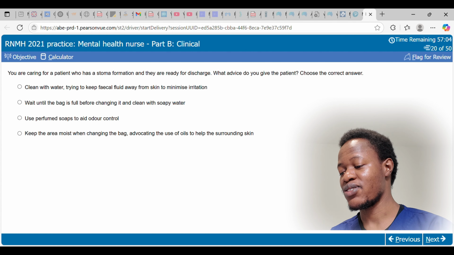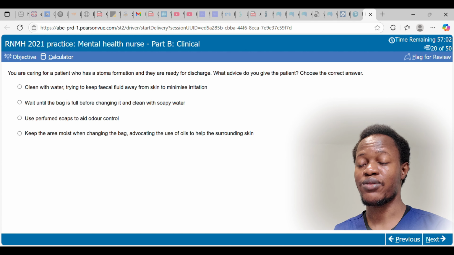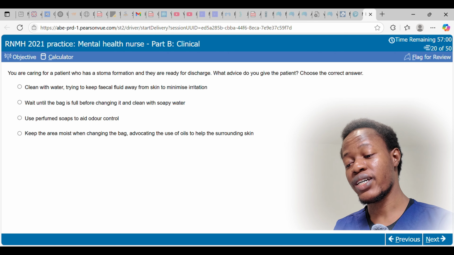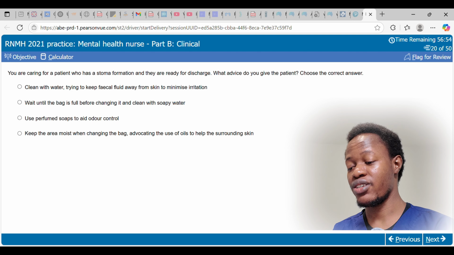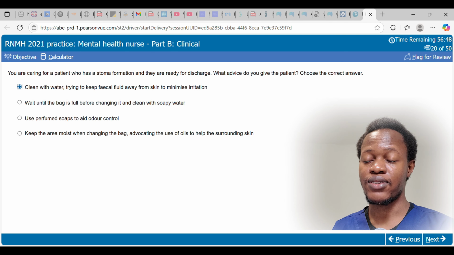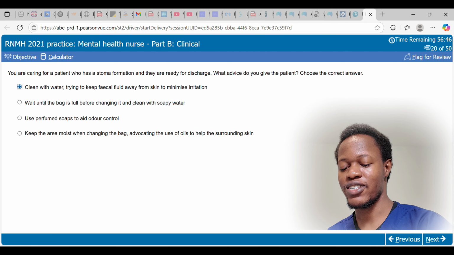I think the best option is to clean with water and to try as much as possible to keep fecal fluid away from the skin to minimize irritation, because if there's no fecal fluid leakage, if it's well cleaned, there won't be any smell, there won't be irritation. So our best answer for this question is option A.